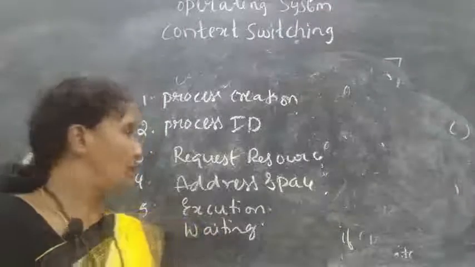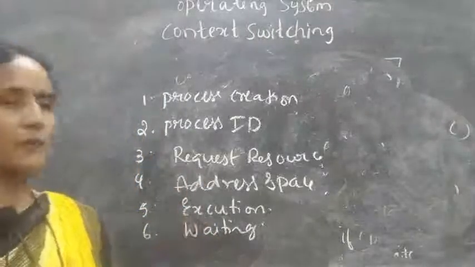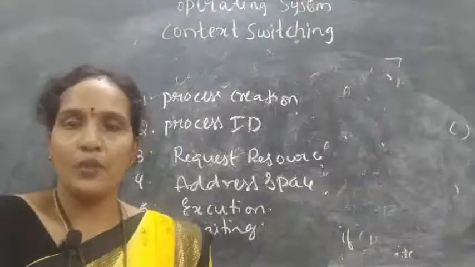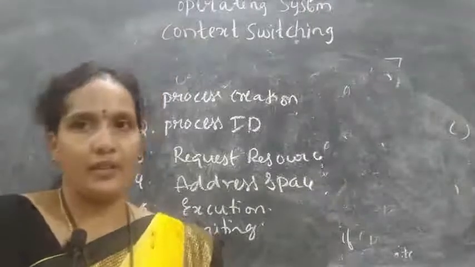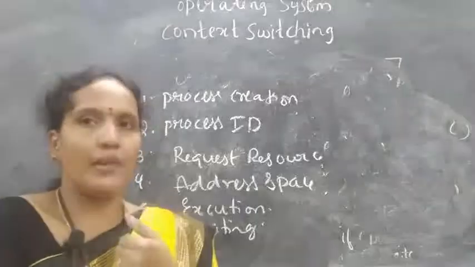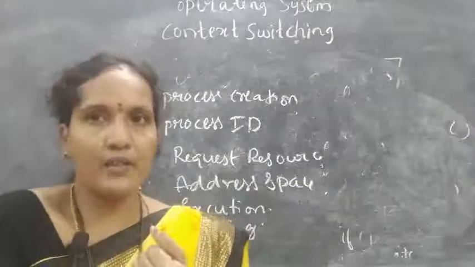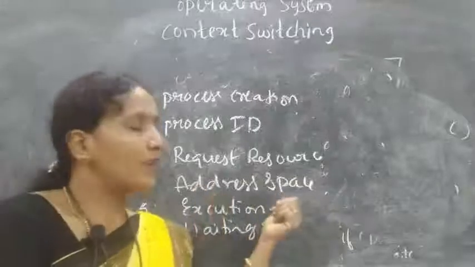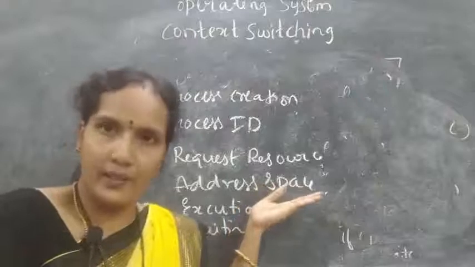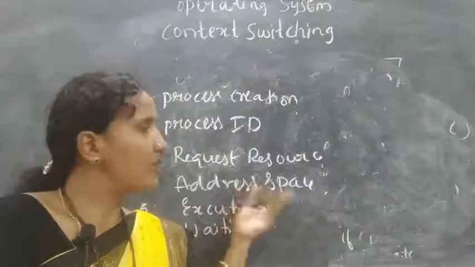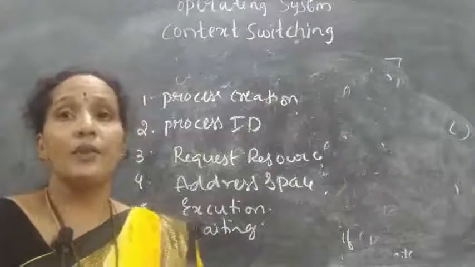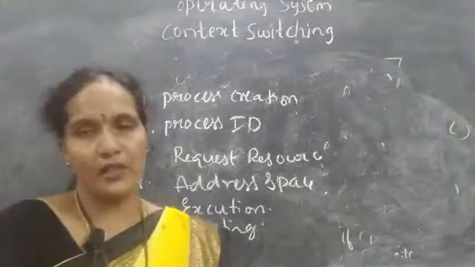Clear? Now, come to the address space. Address space means actually this child process is a duplicate copy of the parent. Address space means the address of the child process. I'll give you one example. Your address and your parent's address is the same, no? Similarly, here the child is a duplicate copy of your parent. So whatever address is there for the parent process, the same address is taken by the child process, because it is a duplicate of the parent process.